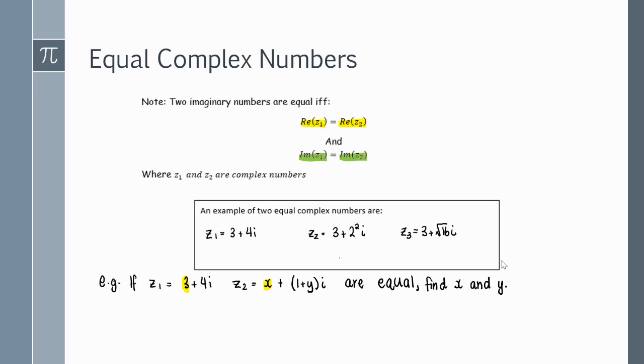For my real part of z1, I have 3. The real part of z2 is x. These two have to equal each other for the numbers to be equal, so x has to equal 3. Again, the imaginary part of z1 has to equal the imaginary part of z2. z1 is positive 4, z2 is 1 plus y. That means 4 has to equal 1 plus y, so y has to equal 3. And that makes sense because both numbers should look like 3 plus 4i.